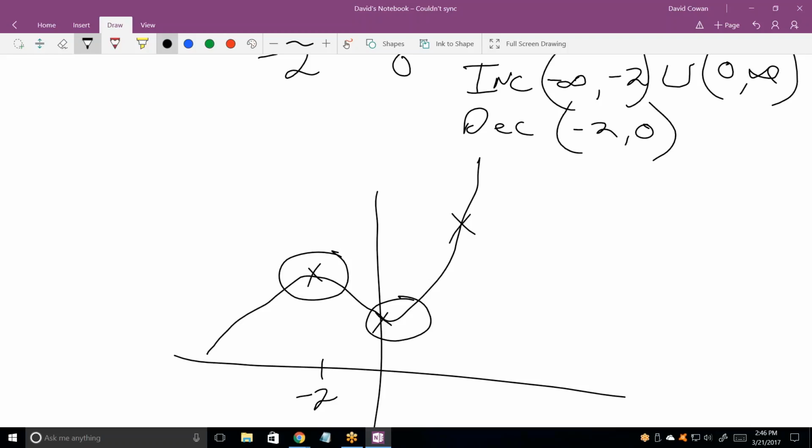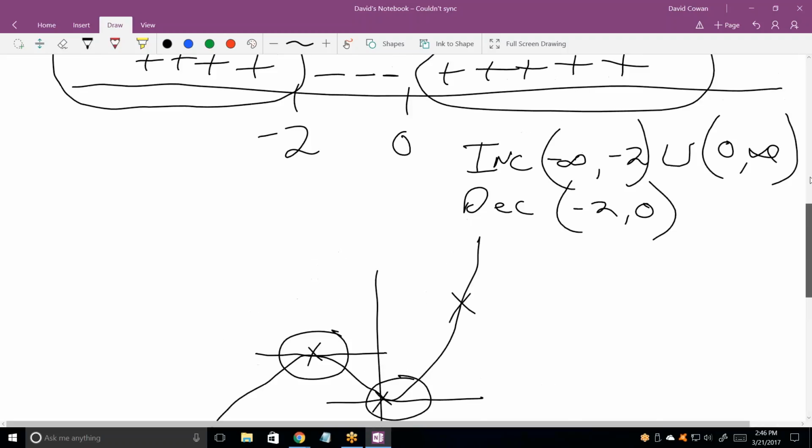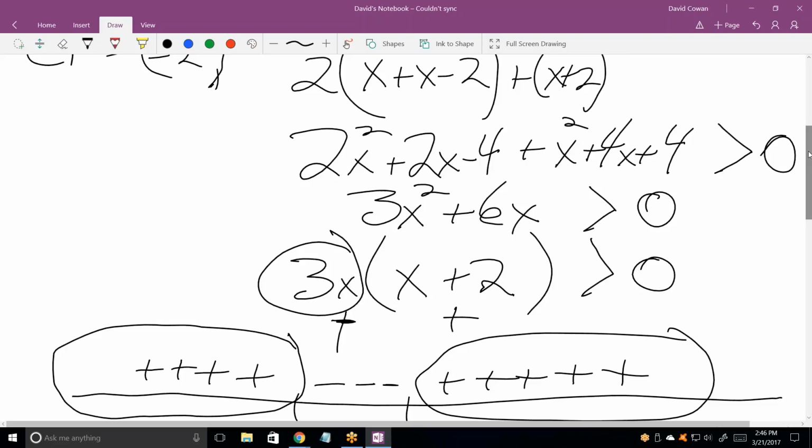The thing that I know is that at both of these local extrema, my first derivative is 0. Remember what the first derivative is. It's the slope of the tangent line. Both of those tangent lines have a slope of 0. So if I take the first derivative and set it equal to 0, I realize that the zeros come at 0 and minus 2.